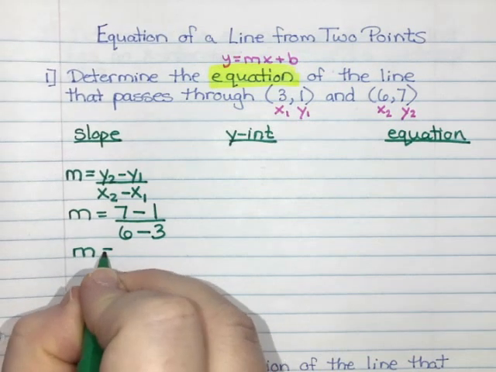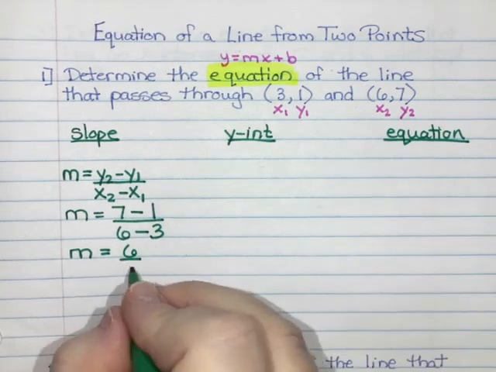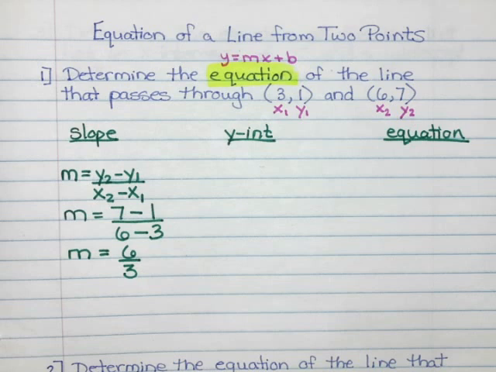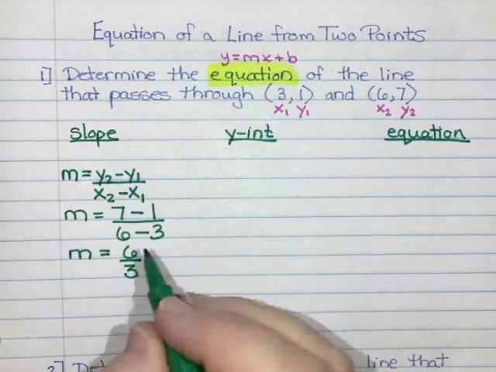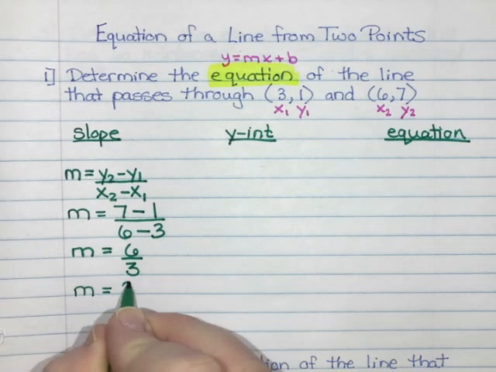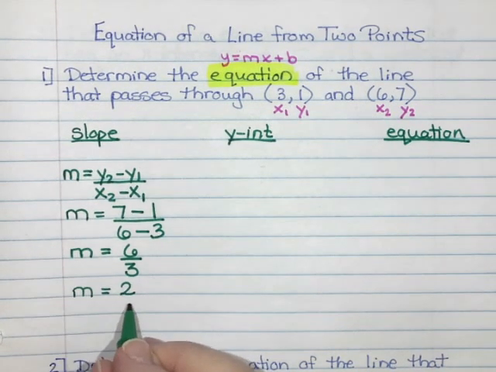7 take away 1 is 6. 6 take away 3 is 3. Now, I'm going to see whether 6 divides evenly by 3, and if it does, I will divide it. And if it doesn't, I would try to reduce it as a fraction and then just leave it as a fraction. So 6 does divide nicely by 3. It is actually the number 2. So my slope is going to be 2.